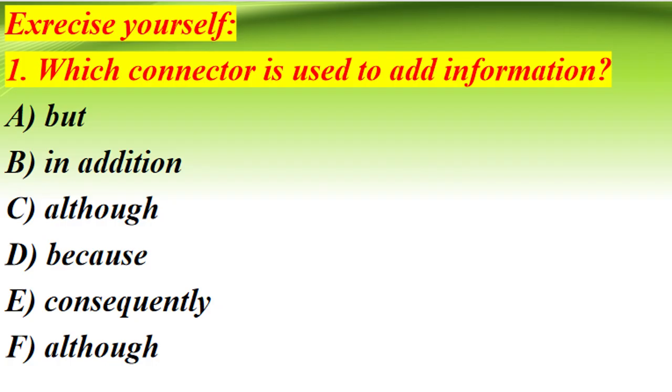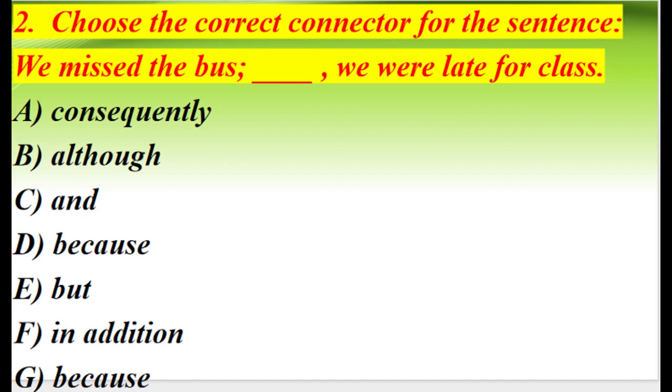Exercise yourself. 1. Which connector is used to add information? A. But, B. In addition, C. Although, D. Because, E. Consequently. 2. Choose the correct connector for the sentence. We missed the bus. We were late for class. A. Consequently, B. Although, C. And, D. Because, E. But, F. In addition, G. Because.